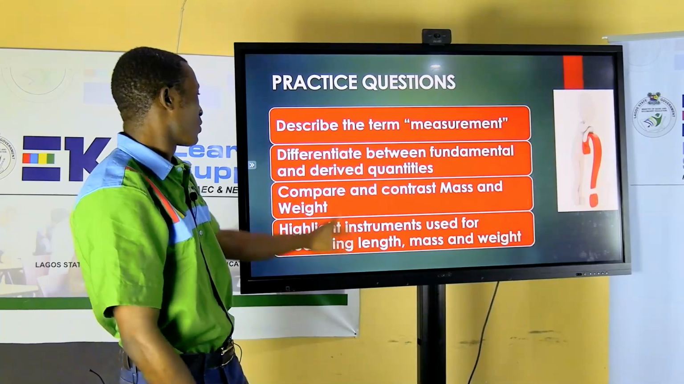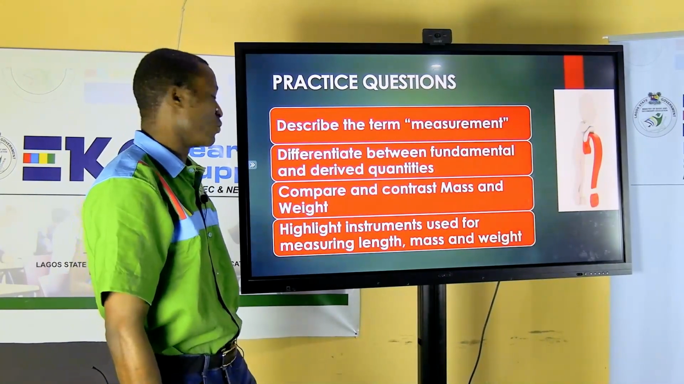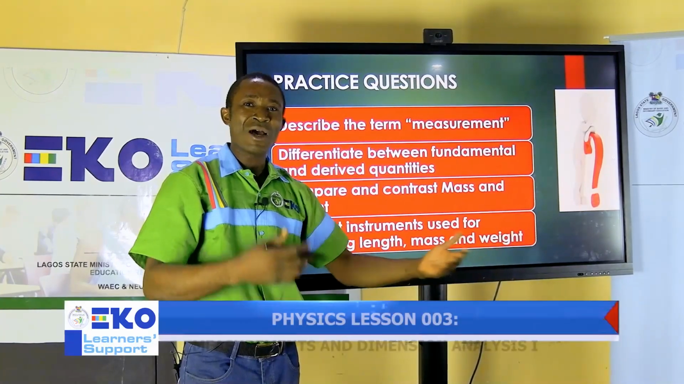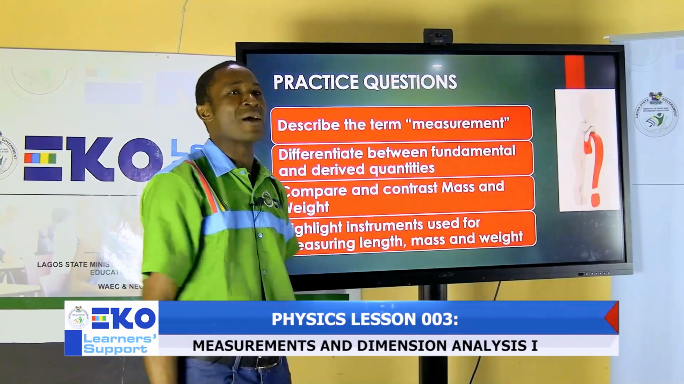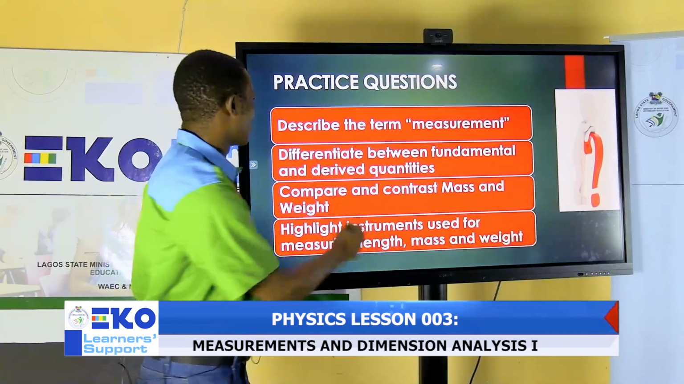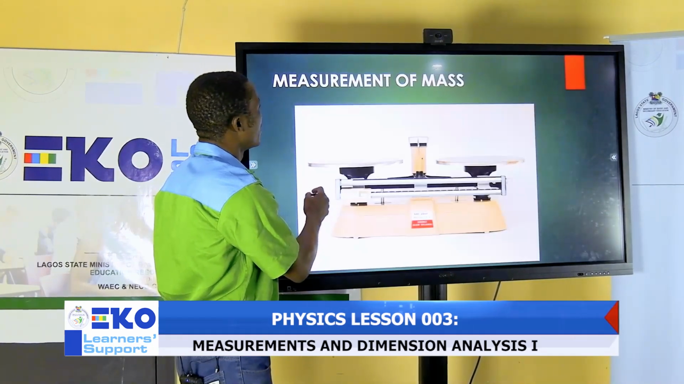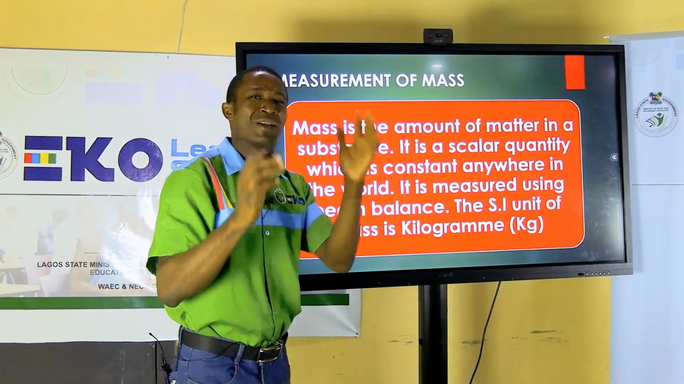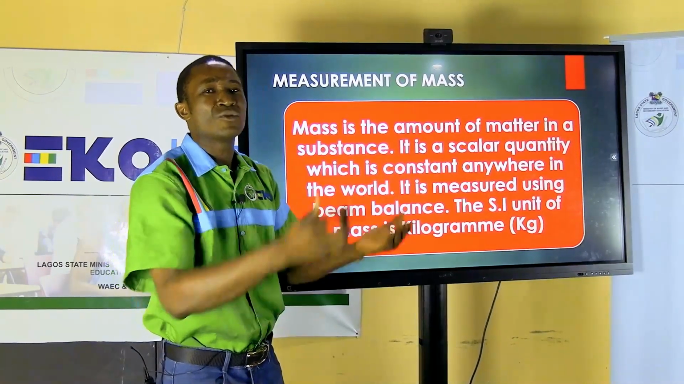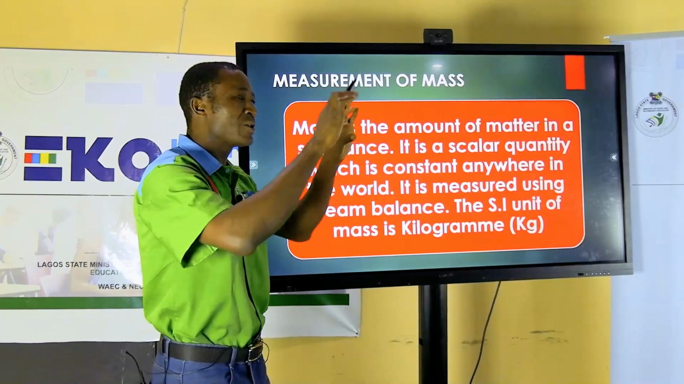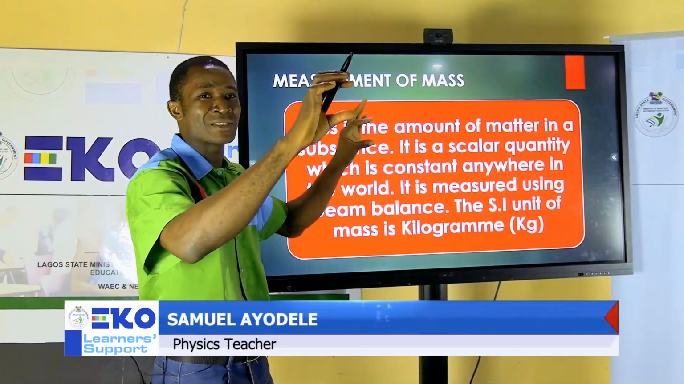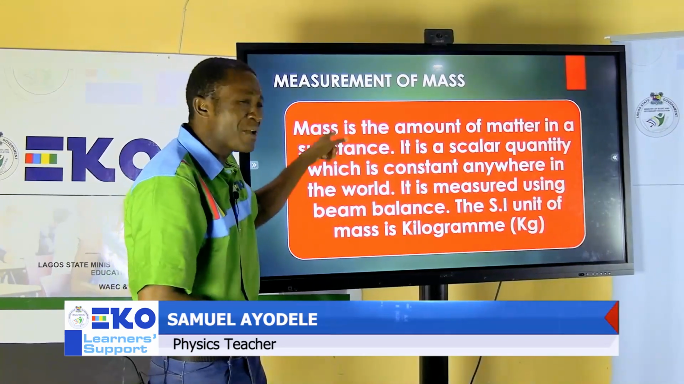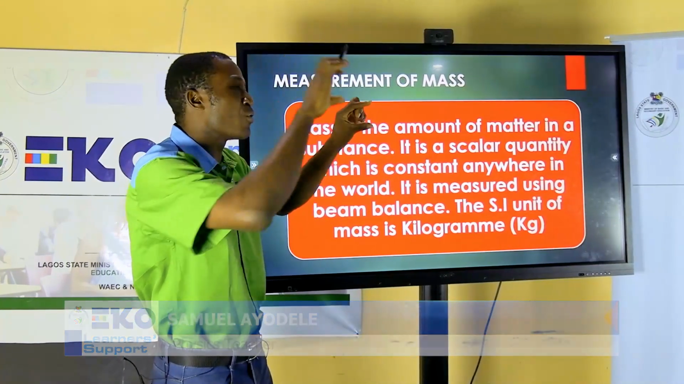So let's look at mass and weight. What can you say about mass? What can you say about weight? Do you have similarities? Do you have differences? Let's look at it together. Mass is the quantity of matter in a substance. Before I continue, when you are asked to differentiate, I would advise you to use a tabular form. And you make your comparison using the same parameters of comparison. Let's say you are using definition. You will define mass here and define weight here. So you are comparing definition.